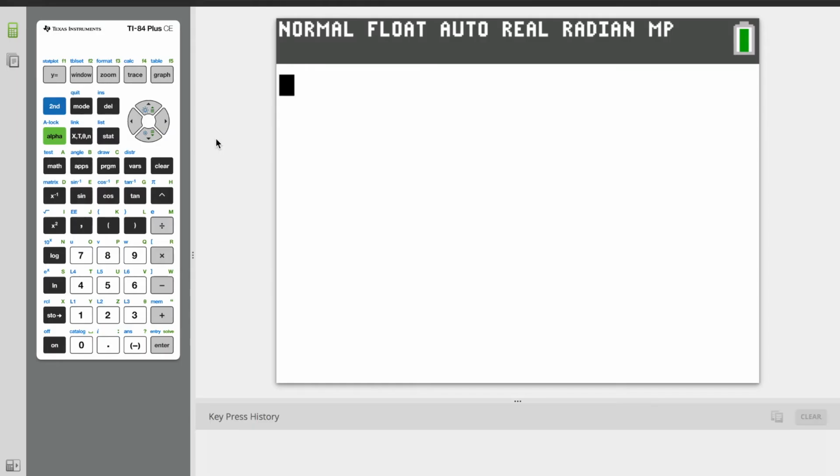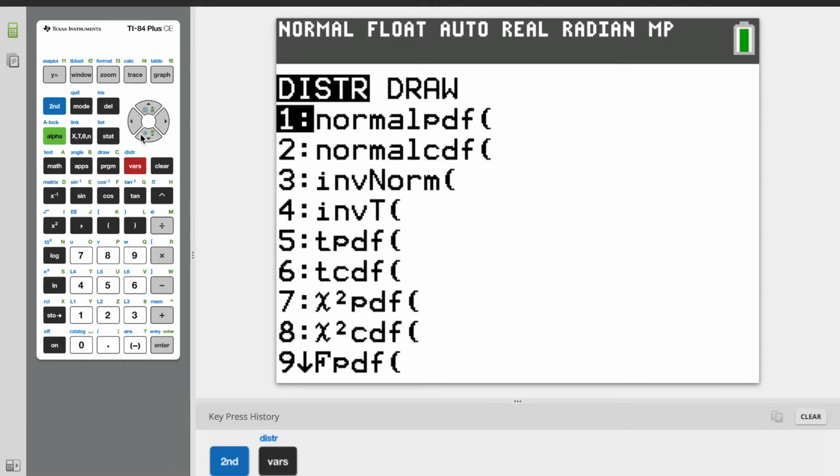In this video, we're going to learn how to use the tcdf function, and you use this function when you're finding probabilities for a t-distribution.